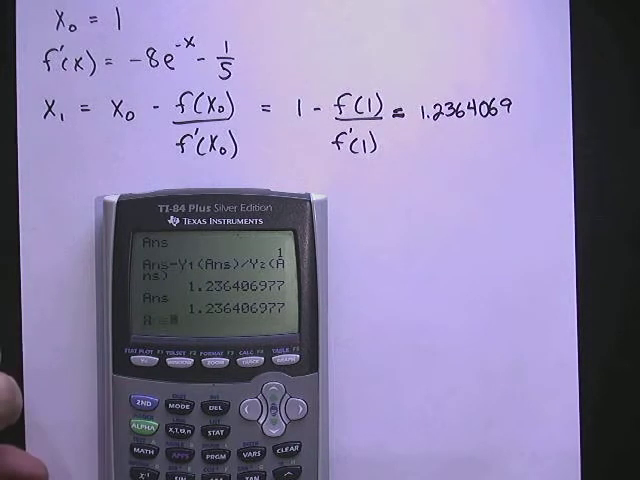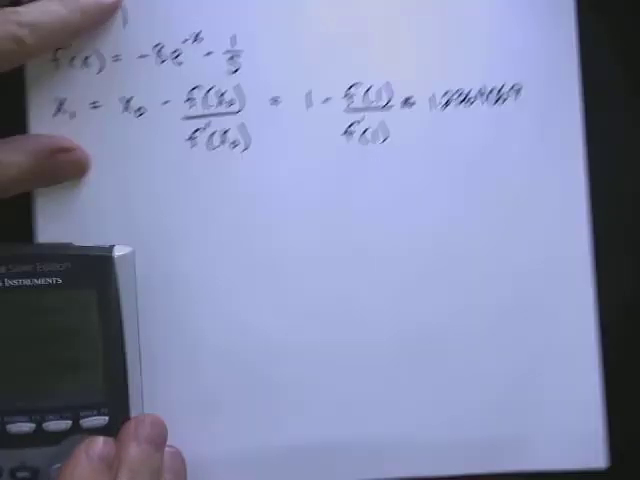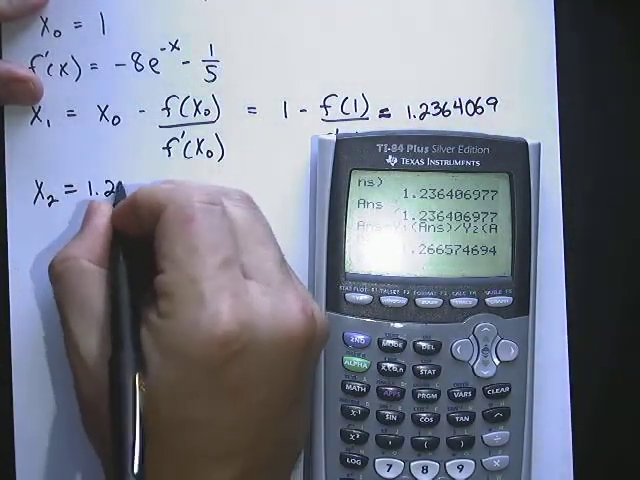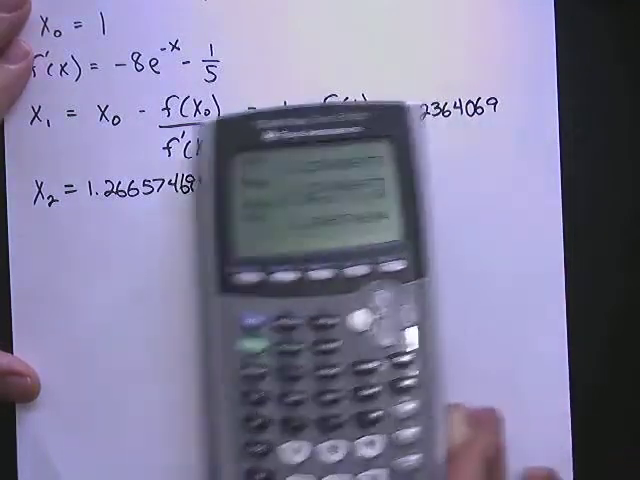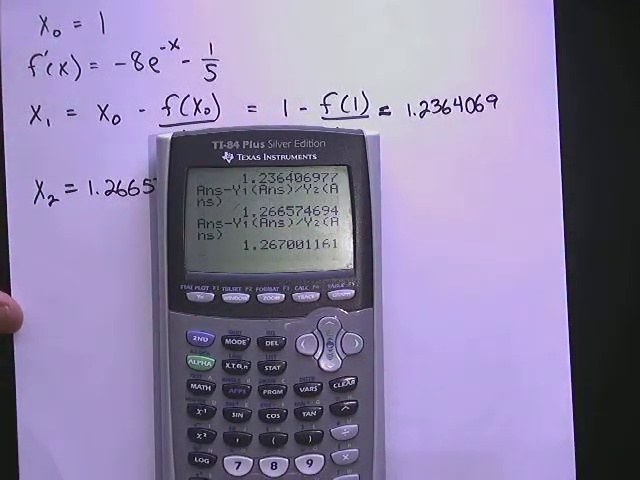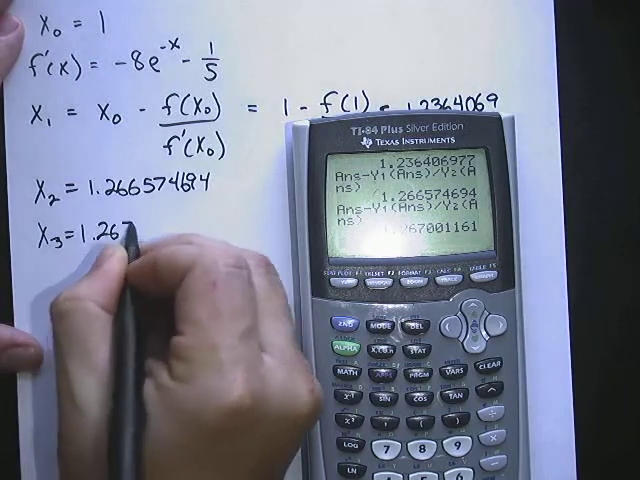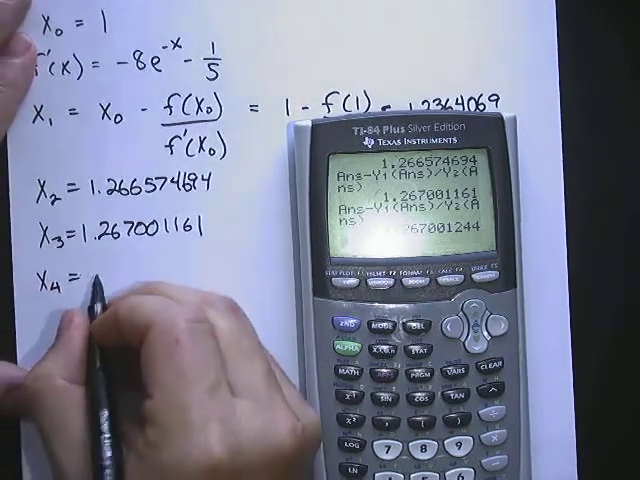So we can hit second enter until this pops up, which is the same formula, except this time the answer being plugged in is not 1, it's 1.236, all those numbers. So we're doing Newton's method again. We hit enter, and our next iteration, x sub 2, is equal to 1.2665744694. Now if we want the third iteration, hit second enter and enter again. That does it again using the previous answer. x sub 3 is 1.2670011161. Do it again, second enter, enter, and we can just keep going with this as many iterations as you want to write down.